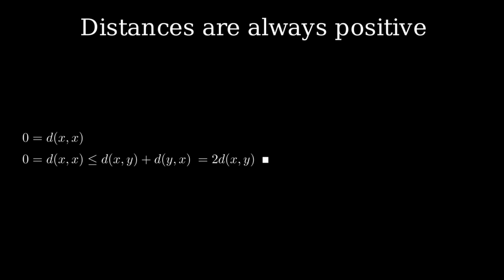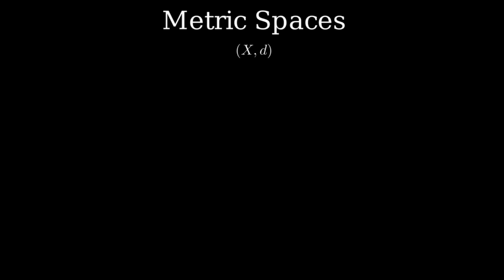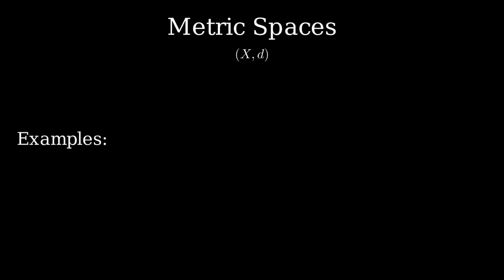This completes the proof. Let's define metric spaces. A metric space is a pair, often written as X and D, where X is a set and D is a metric defined on X. Sometimes we refer to the metric D alone, assuming the set X is clear from context. Let's look at a few examples of metric spaces.